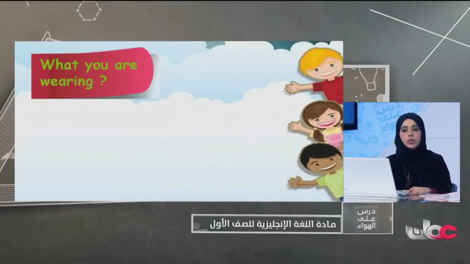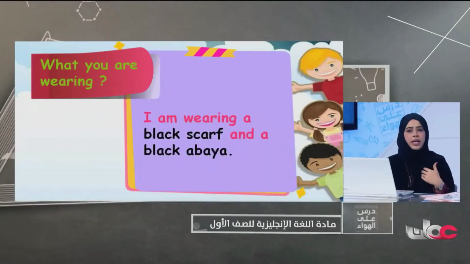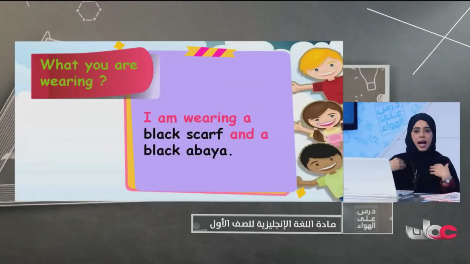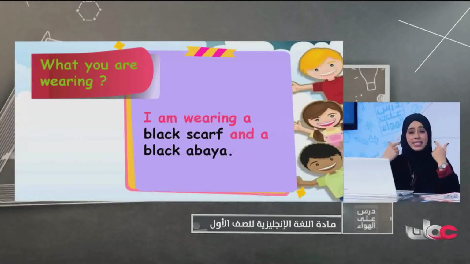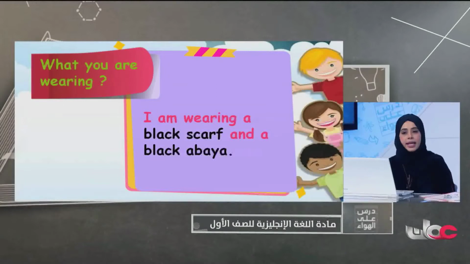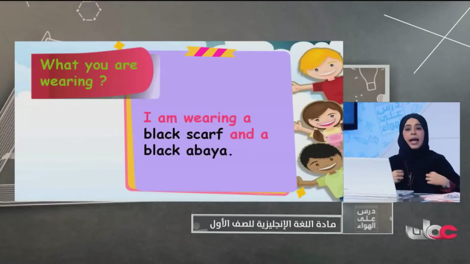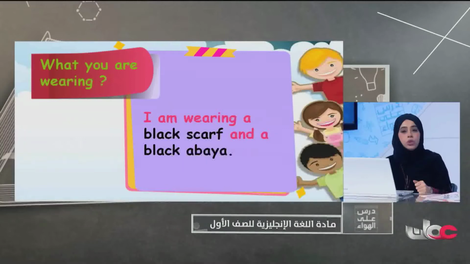Now I am going to tell you what I am wearing. Look at me. I am wearing a black scarf and a black abaya. Or you can say, I am wearing a black scarf and a black dress. What about you? Can you please tell me what you're wearing? Try to say a good sentence about what you wear and also what your friends are wearing. Practice to do that at home, okay?